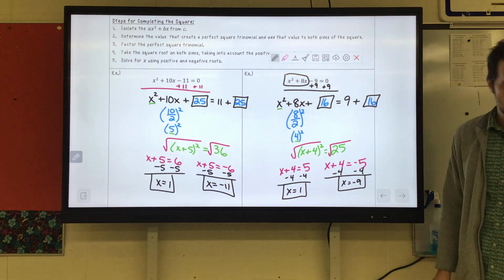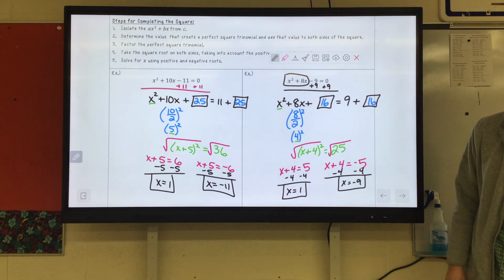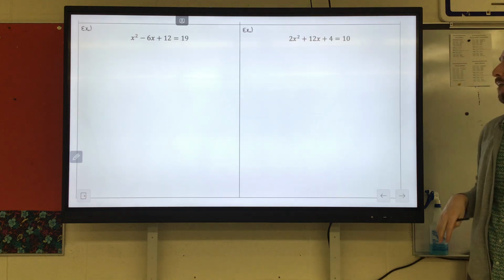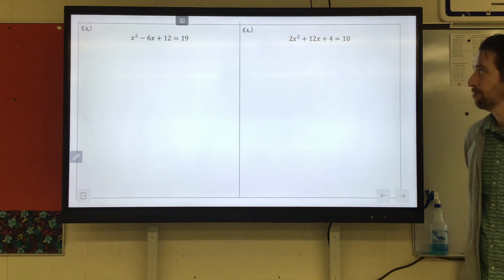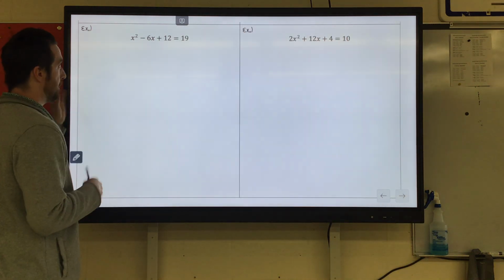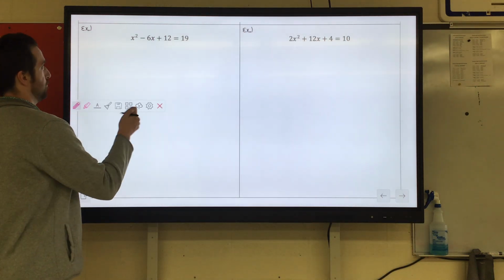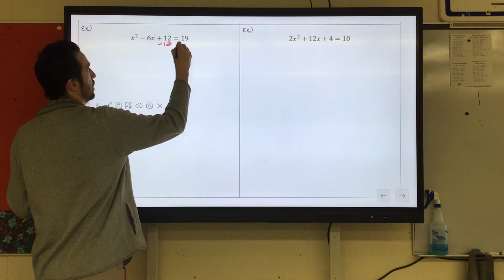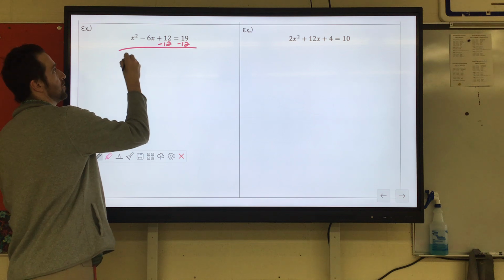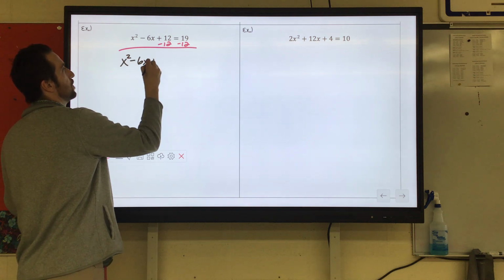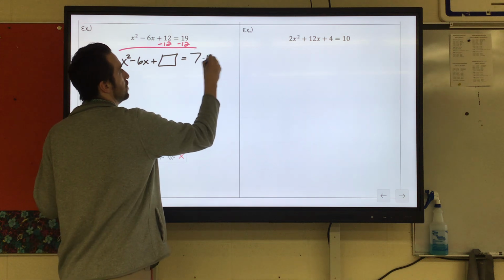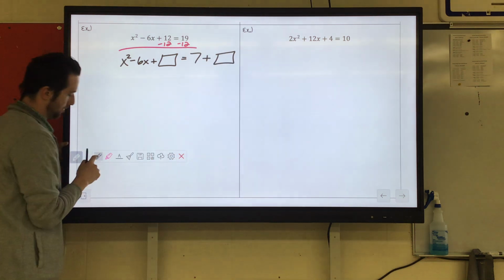All right. Looks like we got a couple more here. All right, here we go. We got to get it to where it's just x squared and the minus 6x. So we're going to subtract the 12 first. And we're going to leave some space. X squared minus 6x plus blank. 19 minus 12 is 7 plus blank.